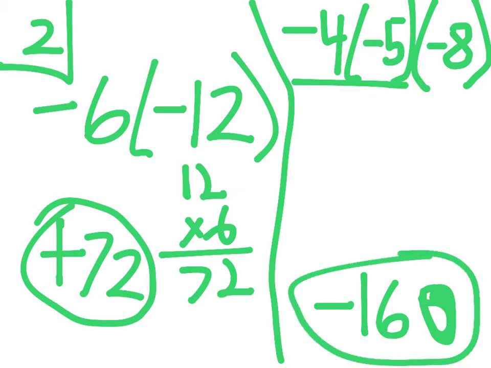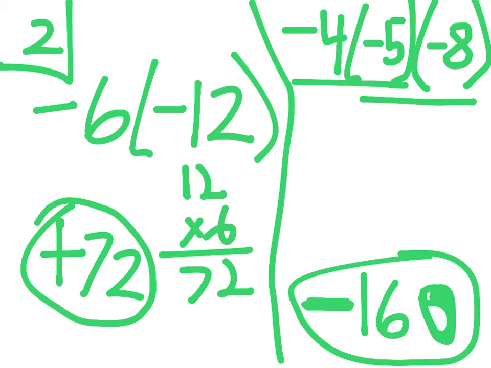Now, I could have also done this in backwards order. I could have done -8 times -5. 2 negatives cancel out. 8 times 5 is 40. Now take 40 times -4. Again, it's -160. So no matter which way you do this, that's the answer. But what I would like you to notice also is there are 3 numbers being multiplied here. There are 3 negatives. So 2 of them will cancel out, which means your answer will be negative.